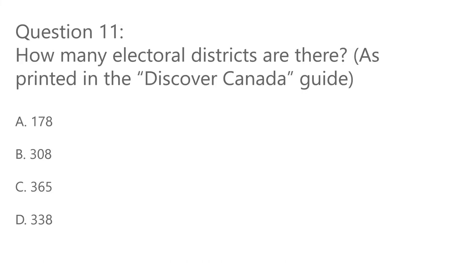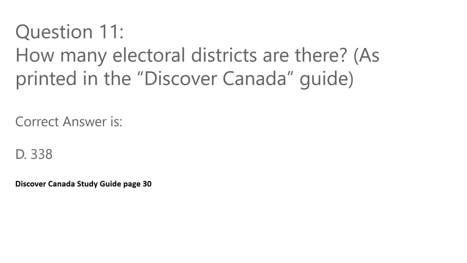29. Question 11. How many electoral districts are there, as printed in the Discover Canada Guide? A. 178. B. 308. C. 365. D. 338. Correct answer is D. 338. Discover Canada Study Guide, page 30.